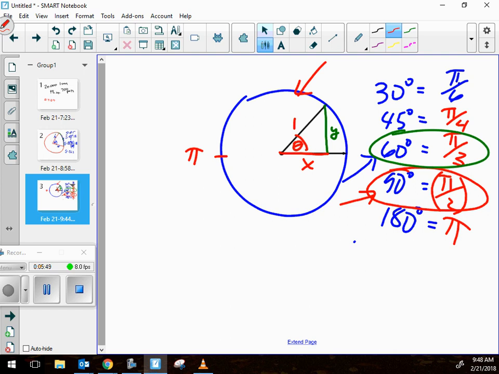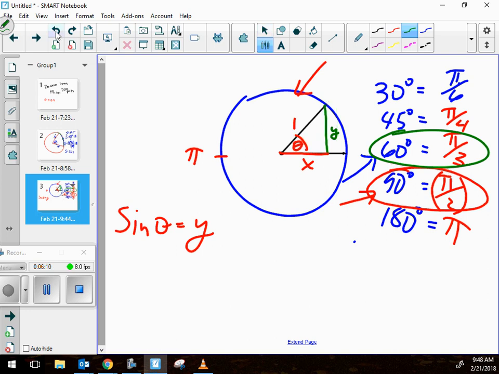Y over what's the hypotenuse? 1. So therefore it's y over 1, so therefore it's y. Sine is y. This height here, I know that's weird, but this height here is the sine of this angle. I know that's strange, but it's true.